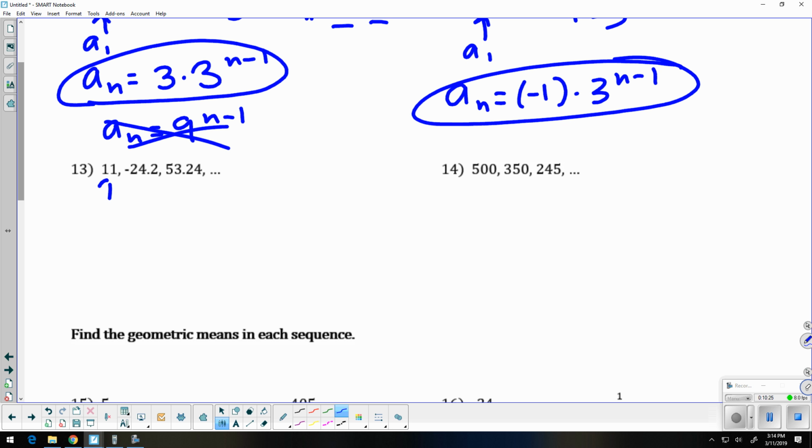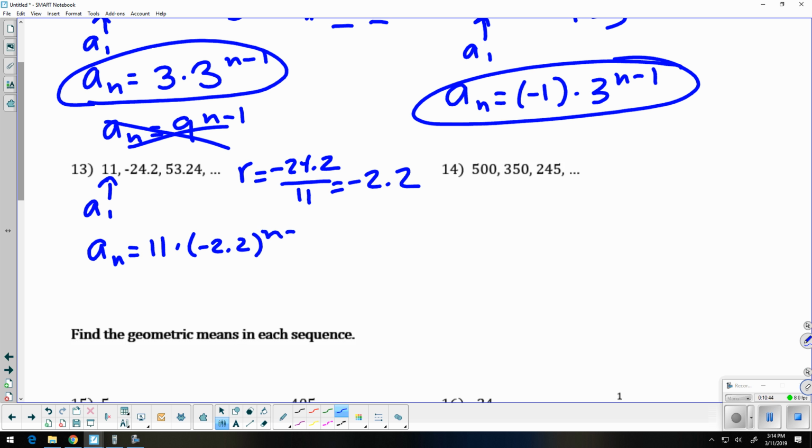Number 13. Once again, we have a sub 1. Let's see, finding r, let's do negative 24.2. I'm going to divide it by 11, but you should get negative 2.2. Okay, so negative 2.2 would be your r. So plugging those two items in to find any term again, you're doing 11 times negative 2.2 to the n minus 1. And there's your answer.